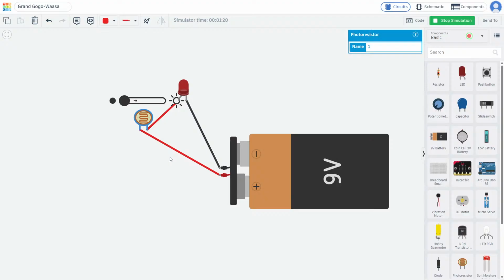So this is how we use the LDR simply to control the brightness of an LED, right?